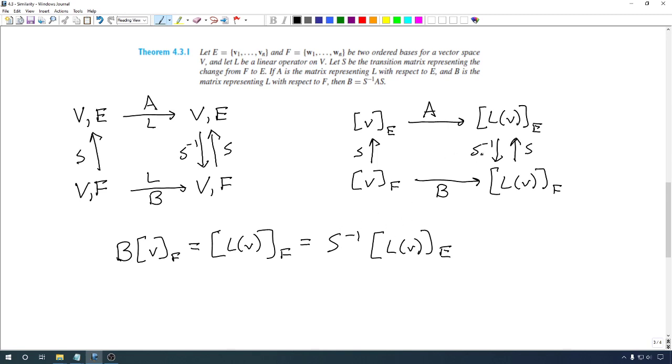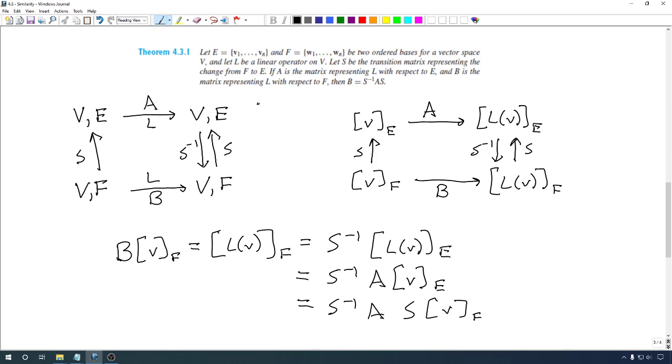How do we get L of v in E? We could just start with the coordinate vector of v in E and multiply by A. It's the same thing as S inverse times A times the coordinate vector of v in E. And then finally, how do we get the coordinate vector of v in E? It's just the coordinate vector of v in F multiplied by S. This is S inverse A S times the coordinate vector of v in F.